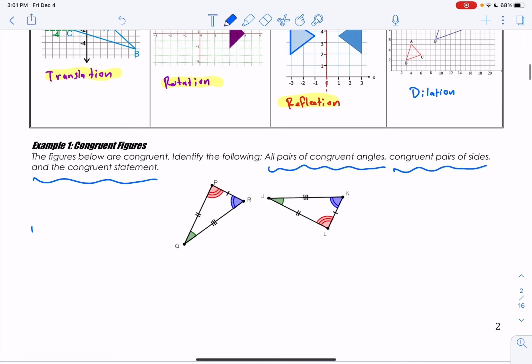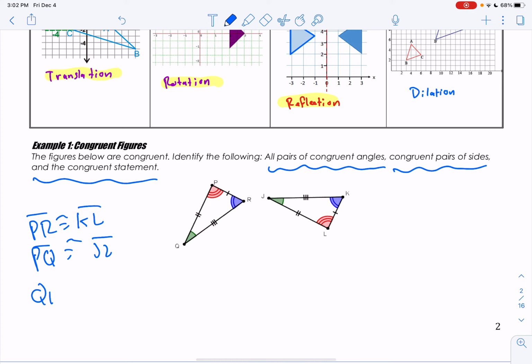All right, so let's start with sides. We've got PR is congruent to KL. Those both have one tick mark on them. Next up, I've got PQ is congruent to JL. And then lastly, I've got QR is congruent to JK. As far as my angles are concerned, I've got angle Q congruent to angle J. I've got angle R congruent to angle K, and then I've got angle P congruent to angle L.